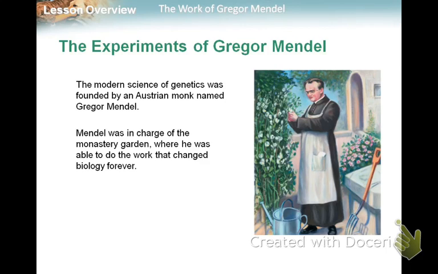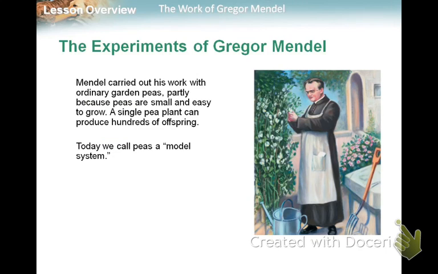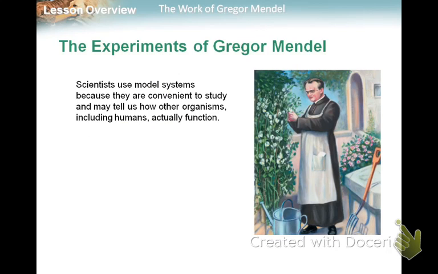Gregor Mendel was the man who is considered to be the father of genetics. He was an Austrian monk. He was in charge of the monastery garden, and in that garden, specifically, he studied pea plants. They're small, they're easy to grow. A single plant can produce hundreds of offspring, and because of that, pretty easy for him to study.